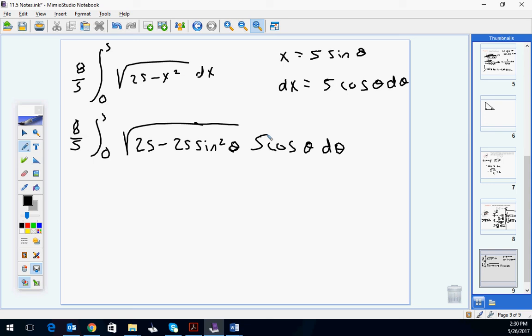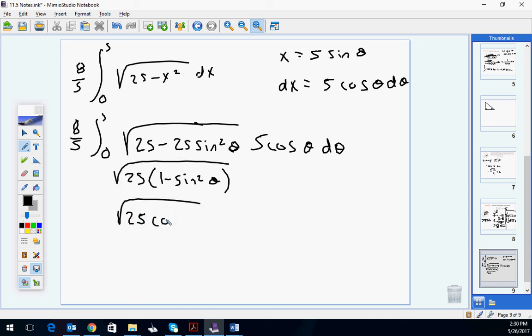The sine squared has a square on it because x squared. So we squared the sine, squared the 5. 25 sine squared theta. Everybody good? Okay, so now, like I said, we're going to pull the 25 out of here because we get that. We like that because now we have that.